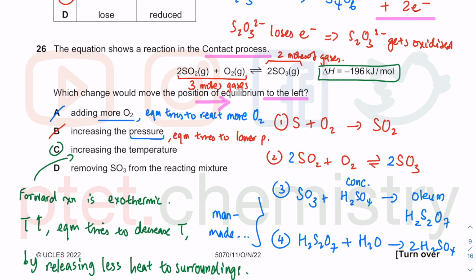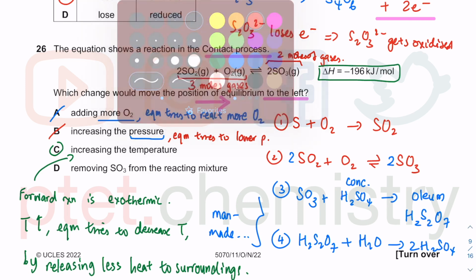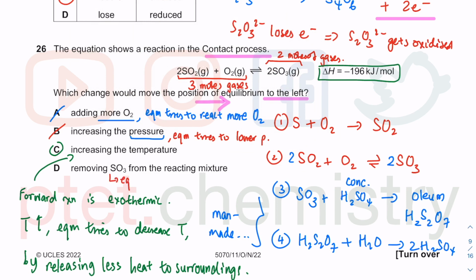Now, when you remove SO3, what would the equilibrium try to do? Equilibrium will try to make more SO3 because you want to increase the concentration and therefore have more SO3 in the equilibrium. So you just make more SO3 and therefore they will favor the right-hand side again. Not really what you want there.